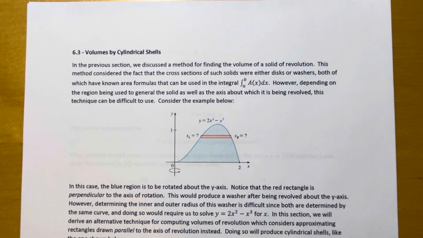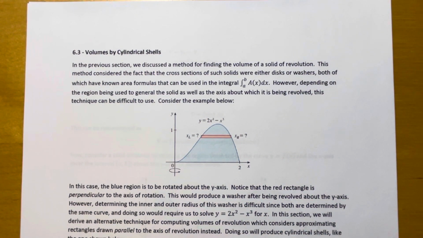In 6.2, we talked about solids of revolution and using our cross-sectional area formula for computing the volume, we found that we could think of those cross sections as disks or washers, and we frequently call that method the disk method or the washer method for finding those volumes of solids of revolution.